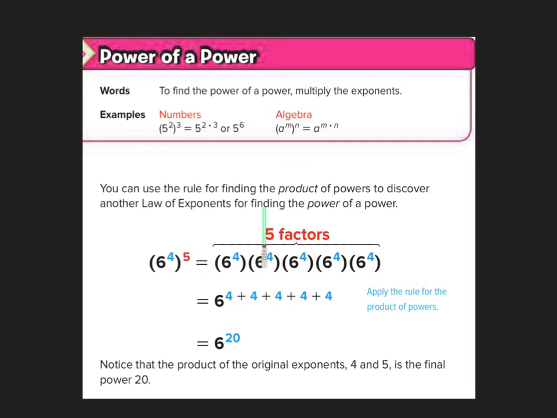You can use the rule for finding the product of powers to discover another law of exponents for finding the power of a power. So here, for example, we've got 6 to the 4th to the 5th. So we've got 5 factors, 6 to the 4th 5 times. We apply the rule for the product of powers. So we add all of the 4's together and we get 6 to the 20th. And you can see that if I take 4 times 5, I get 6 to the 20th as well. Notice that the product of the original exponents 4 and 5 is the final power, 20, which is what I just mentioned. 4 times 5 would give us 20.